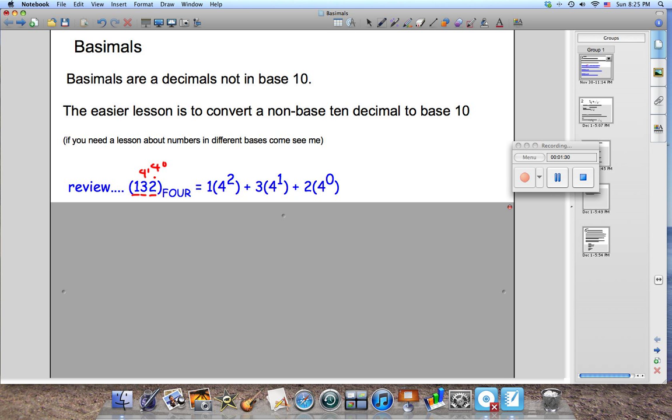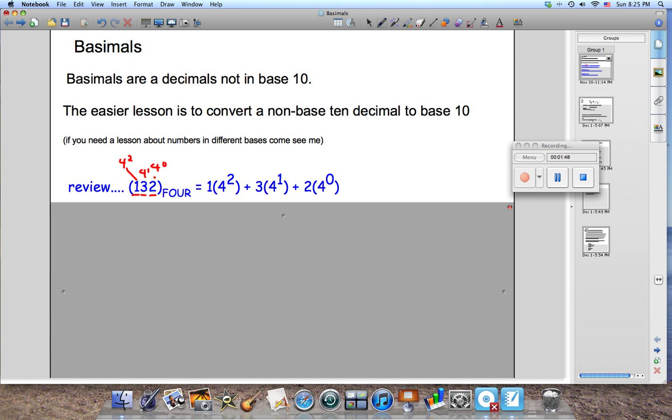In base 4, the 1 here is the 4 to the second position. The powers just keep going up by 1 as I go to the left in my number. And that's the 16s position. In base 10, that's the hundreds position, because it's 10 to the second.